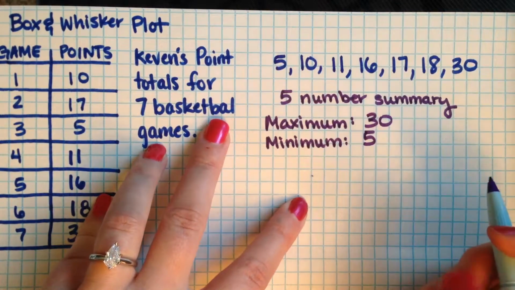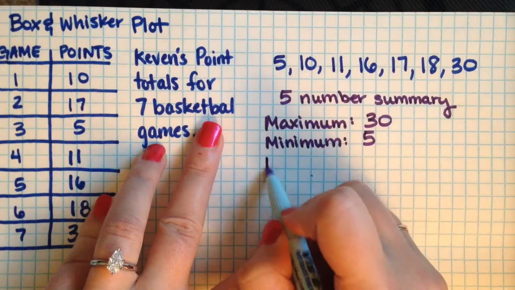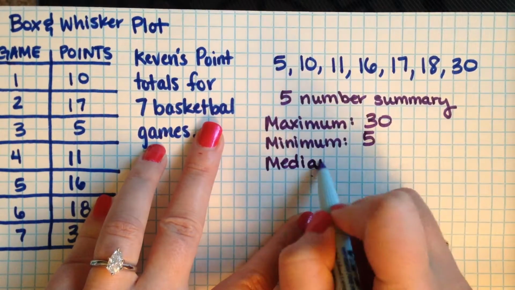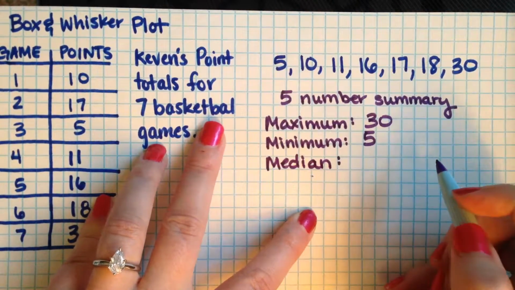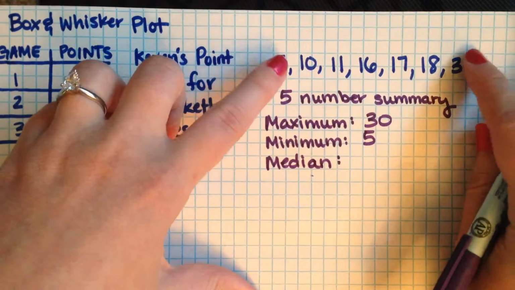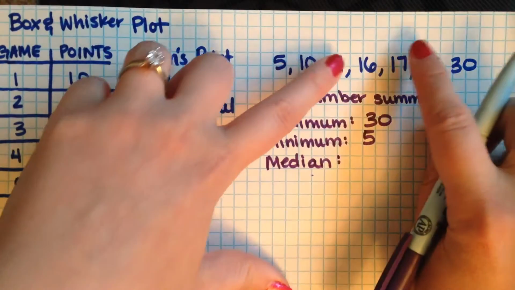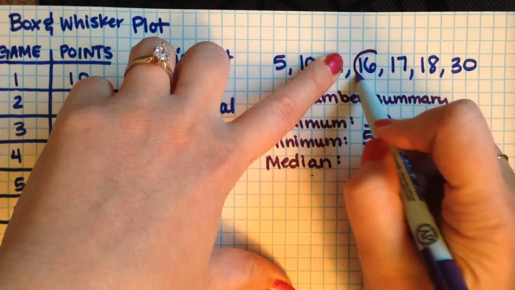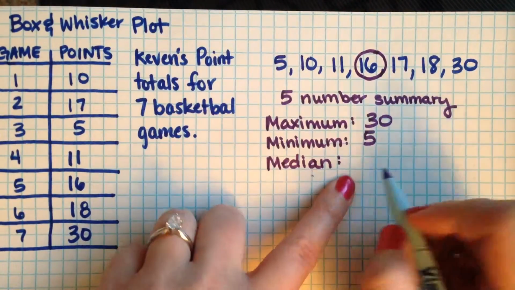Next, we need to identify the median. The median is the middle of the data set. So we need to work our way in. And we see that 16 is the middle number in our data set.